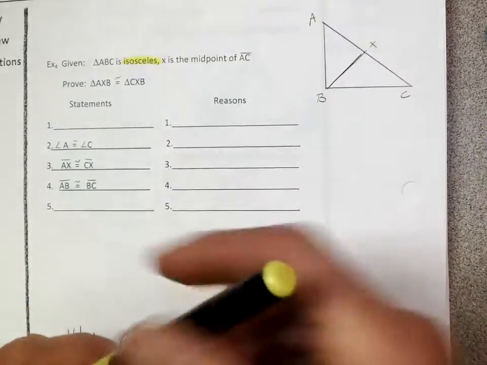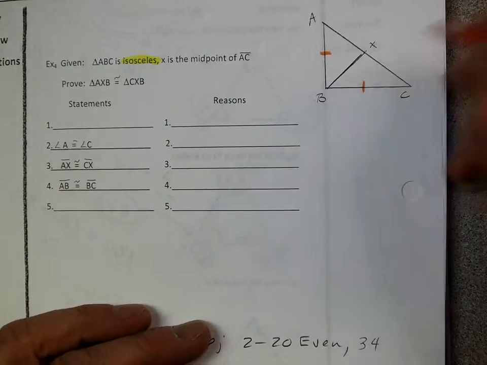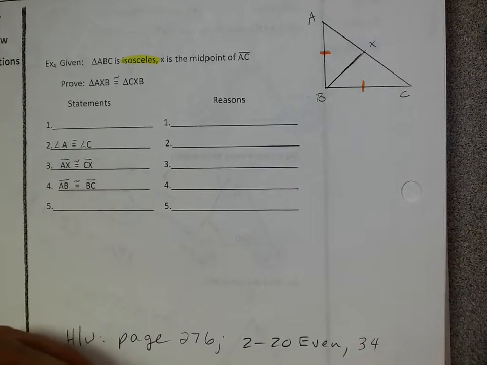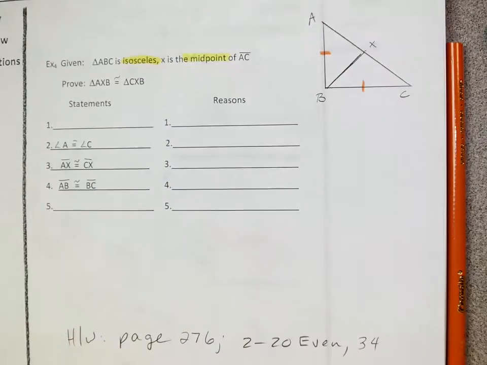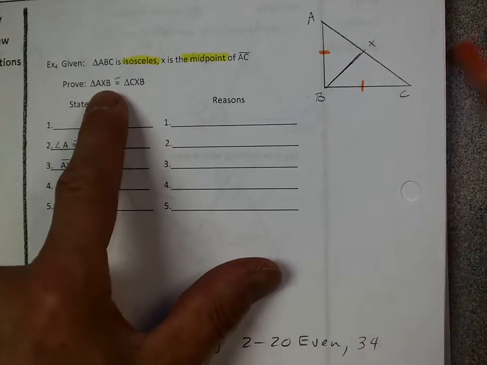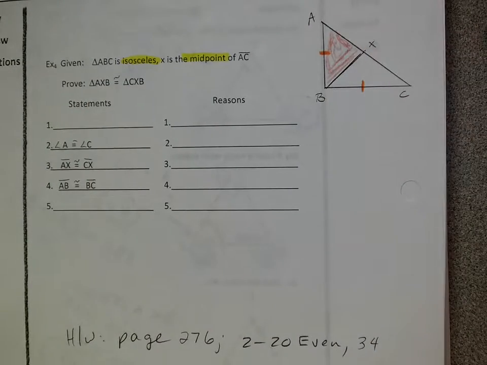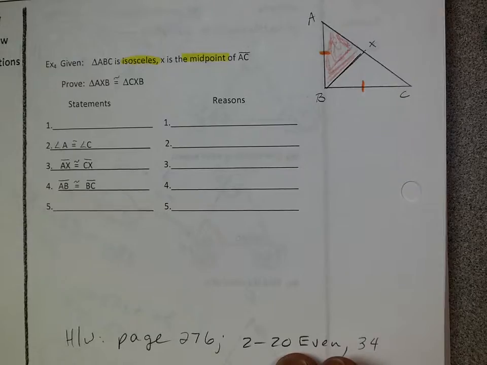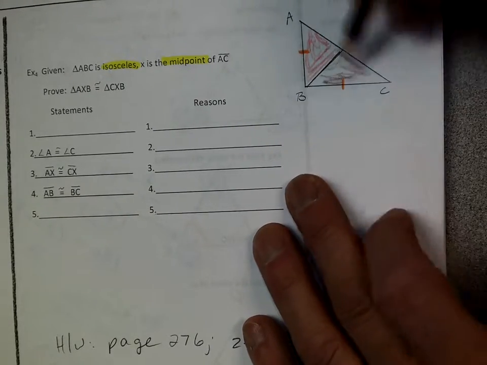So if triangle ABC is isosceles, and I know that this side is going to have to be equal to that side. You guys agree with that? X is the midpoint, so there's another keyword. And what I'm trying to prove is that triangle AXB is going to be congruent to this triangle, okay? Hold on, let me get one that's sharpened. Okay, so I'm trying to get those two triangles congruent to each other, right?